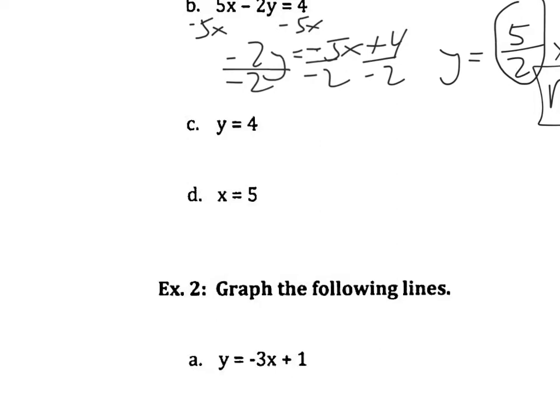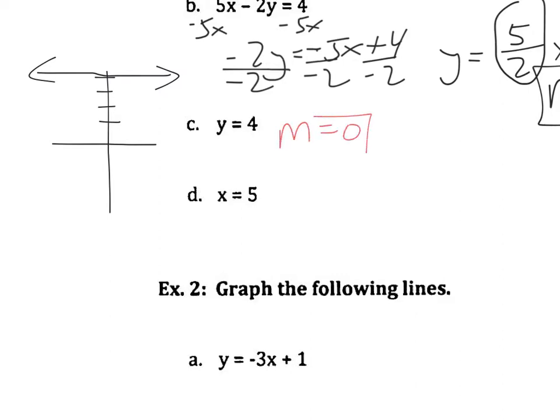Okay, so the line y equals 4, if you graph it, it's going to cross the y-axis at 4. It's going to be a horizontal line. And every single horizontal line in the world has a slope of 0. So the line y equals 4, the slope of that line would be 0. Every horizontal line has a slope of 0. And a little mnemonic device, you can turn any horizontal line into a z for 0.